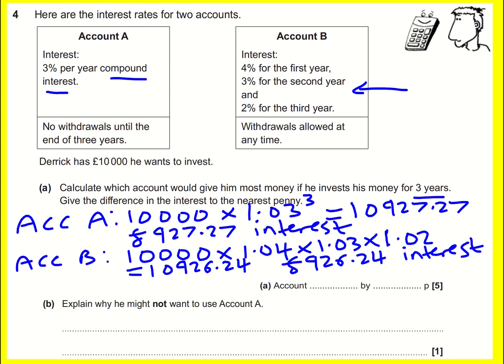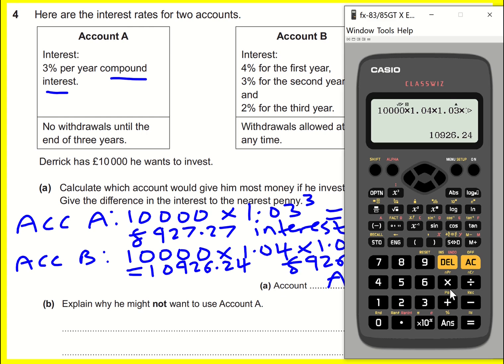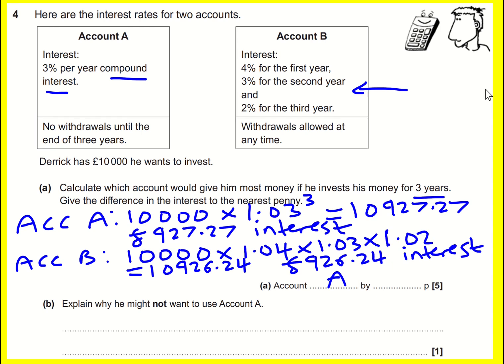Okay, the question wants me to say which would give the most money and give the difference in the interest to the nearest penny. So I can see that account A does give the most interest. And then I can work out the difference, 927.27 minus my previous answer, and it's £1.03, or 103 pence.